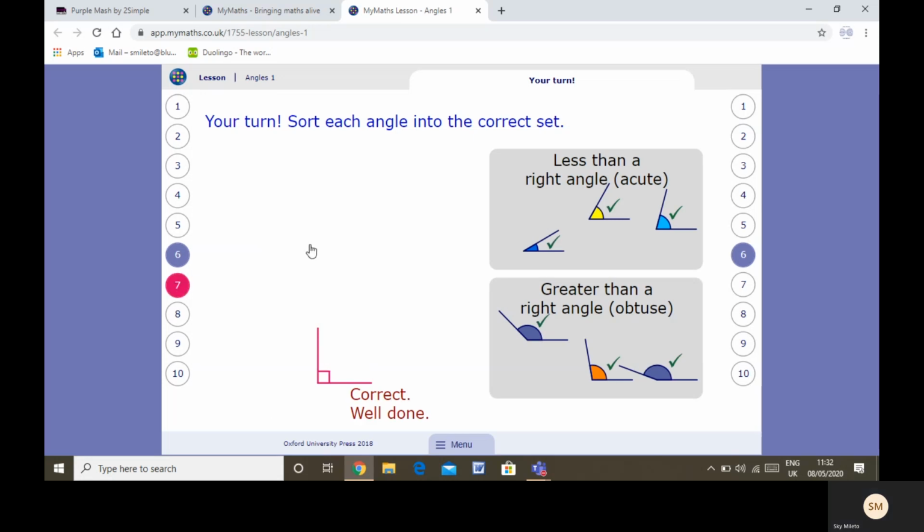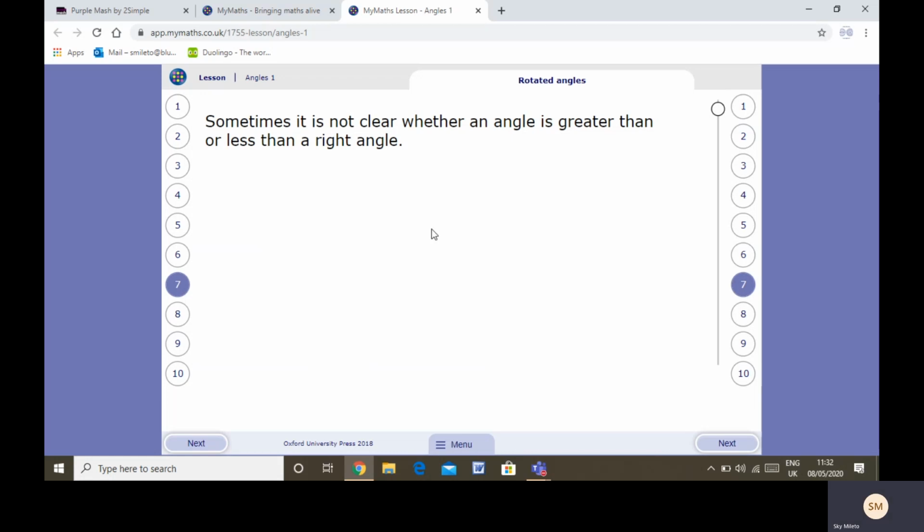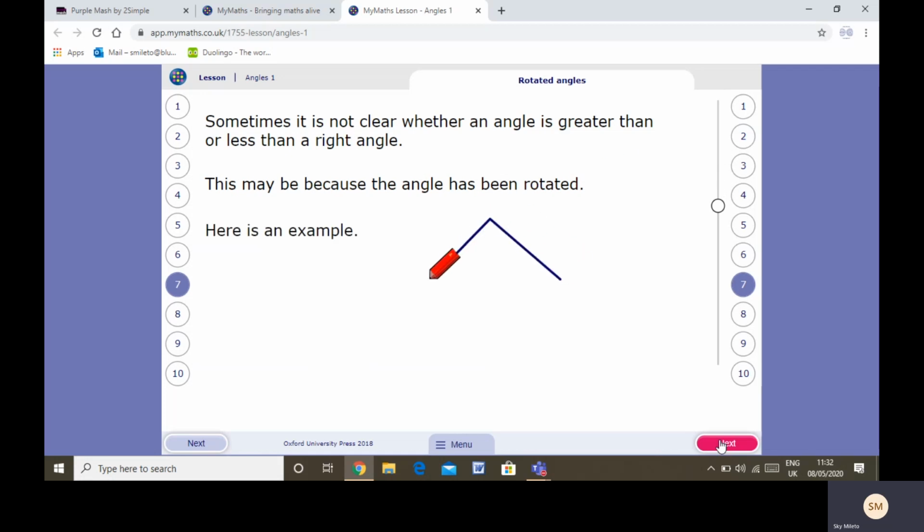So, sometimes it's not clear whether an angle is greater or less than a right angle. And that might be because the angle is rotated. Have a look at this one. In this angle, we don't have a straight line across the bottom. We don't have a horizontal line, as we call it. We're about to come on to lines, and a vertical line. We just have two lines. And it's very hard to see whether this is the same as a right angle, slightly smaller than a right angle, or slightly bigger. We might be able to guess, but guessing isn't very good because we won't be sure. We won't know that we got the right answer.